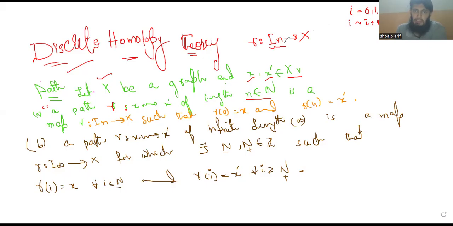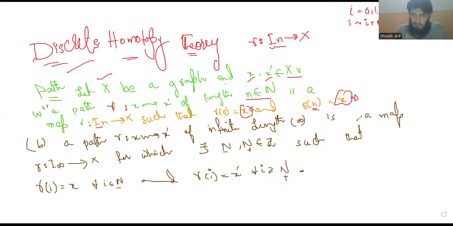So gamma is a map from I_n to X such that gamma of 0 is x. When we substitute i equal to 0, we will get the first, initial point of the path. And if we substitute n, we will get x prime, the last point, or last vertex, of the path.